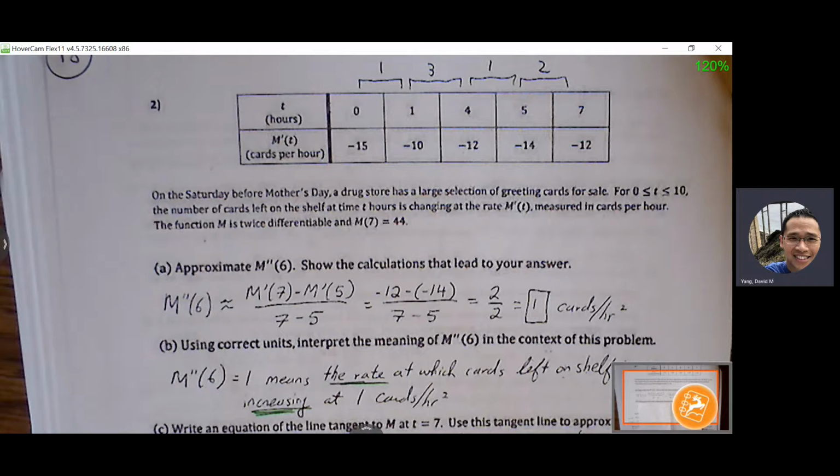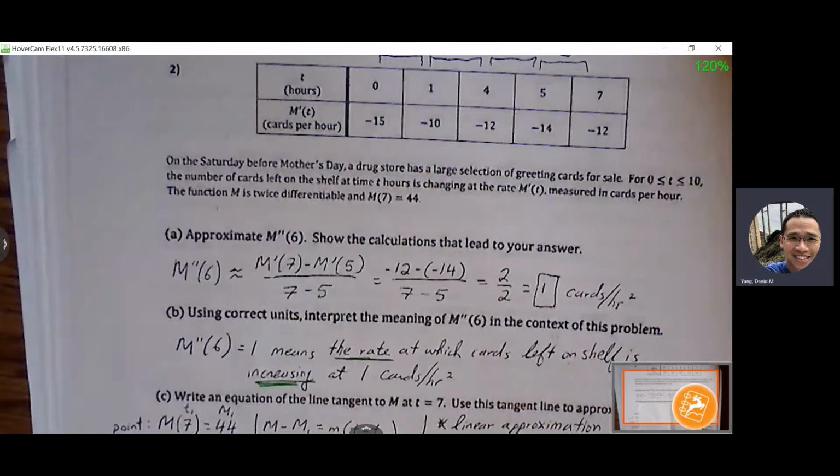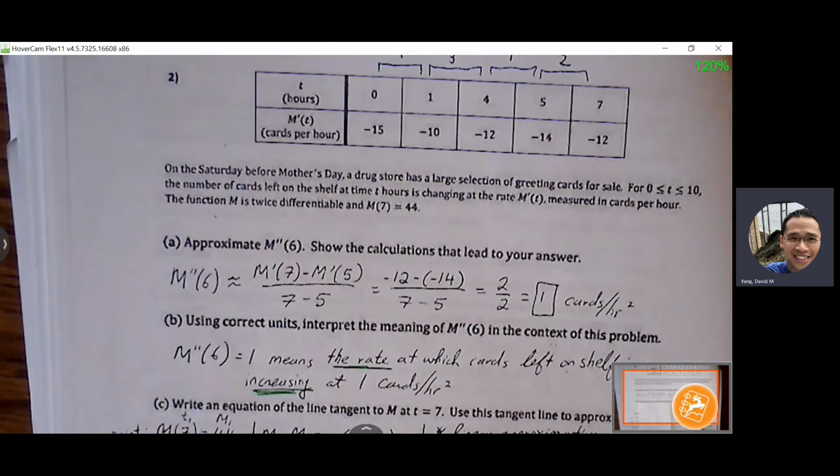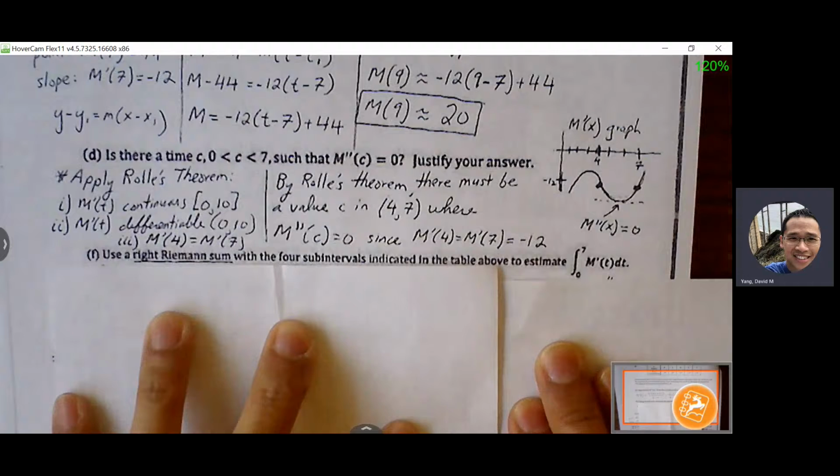And also, we're told that the function is differentiable. So that tells us that it's a smooth curve. We can go through each of our conditions. Okay, so Rolle's theorem is going to apply. We can guarantee that slope 0 in that interval from 4 to 7.